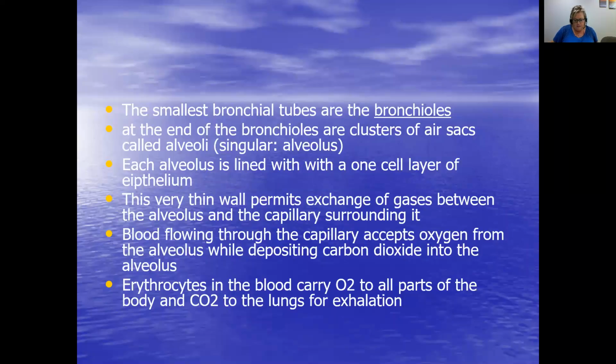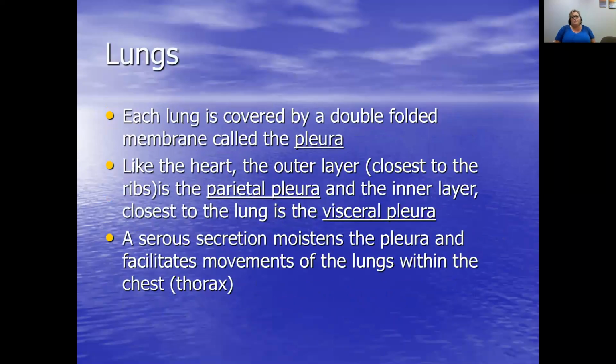The lungs, and this is number 15 on the diagram. The lungs are covered by a double-folded membrane called pleura. And like the heart, the outer layer of the pleura, or the one closest to the ribs, is known as the parietal pleura. And the inner layer, closest to the lung, is known as the visceral pleura.